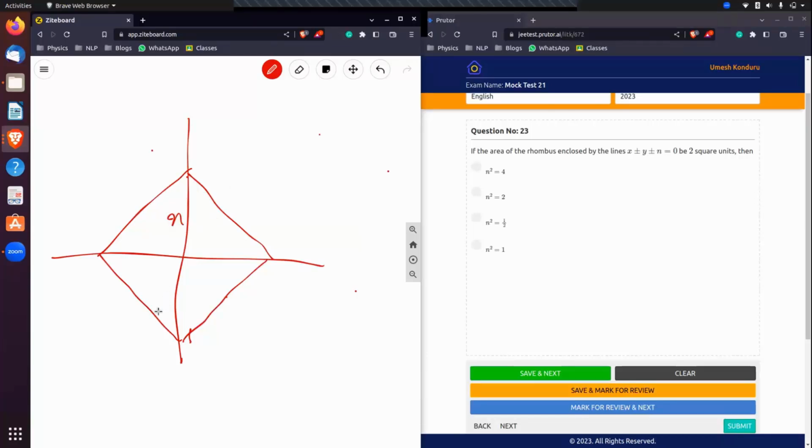This is n here, and so the area will be half times the product of the diagonals, since the diagonals are perpendicular. So if this equals 2, then n square equals 1.